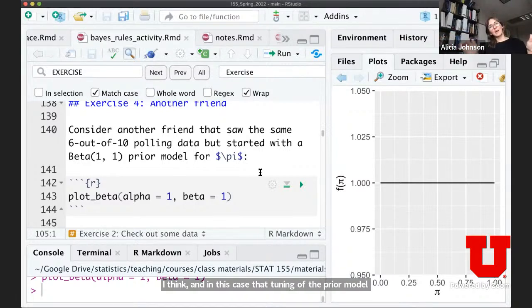So this is what I was talking about earlier, that this is basically a shoulder shrug, right? This friend is saying, I really don't know anything about people's opinion of climate change. The proportion that believe it's real could be anywhere between 0 and 1, and any outcome in there is equally likely. So this is a very uncertain prior model.